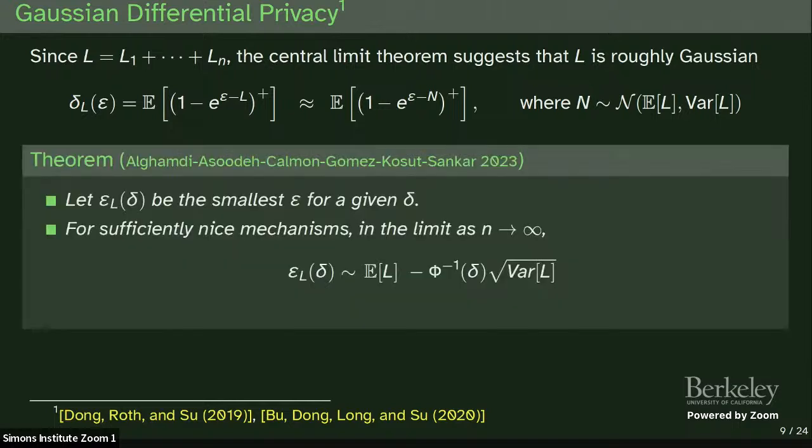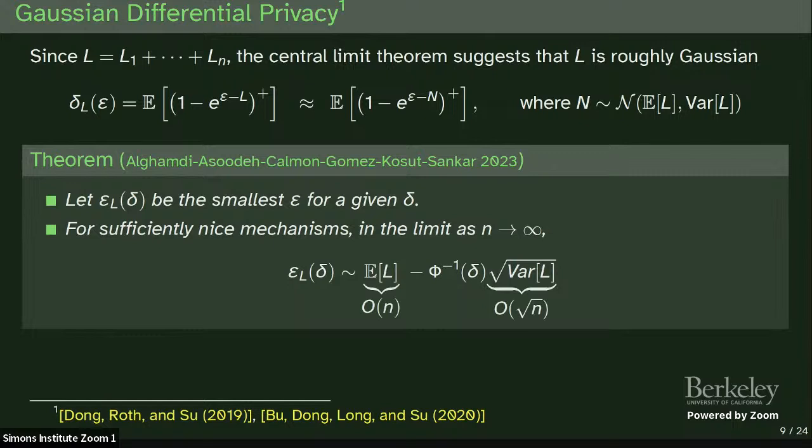We can also show, and as far as I know this exact thing hasn't been proven previously, that here this is epsilon for a given delta, as opposed to delta for a given epsilon. This is saying that in the limit as the number of compositions goes to infinity, epsilon looks like the expected value of the privacy loss variable plus some additional term having to do with the variance. And this is the inverse Gaussian CDF, so the Gaussian approximation is coming up in here.